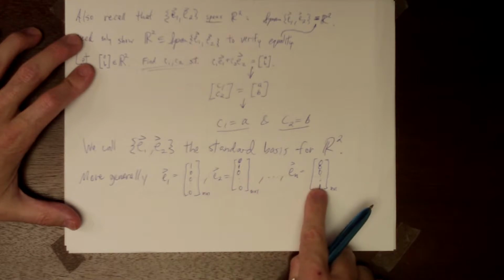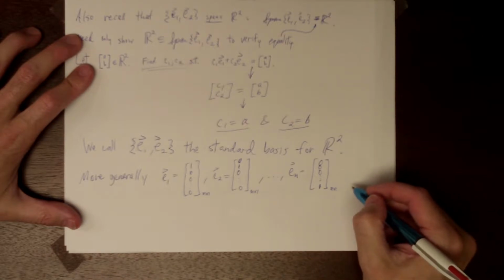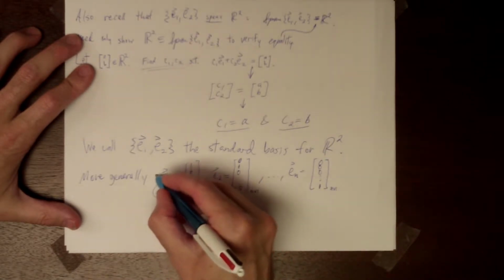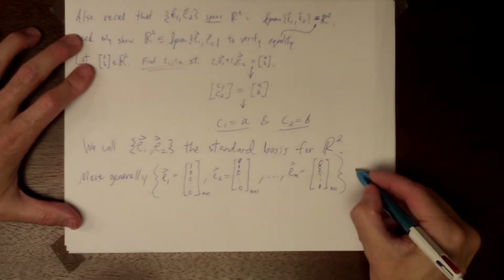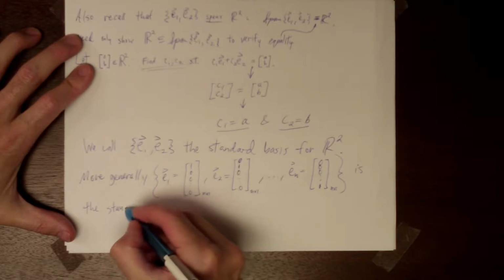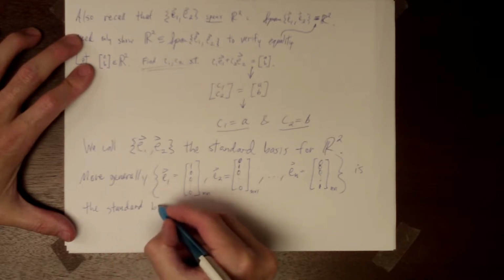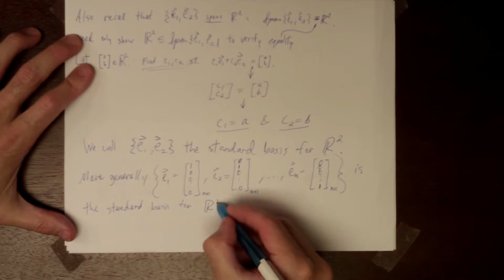This collection of n vectors is the standard basis for Rn. So put it between braces, make this a set of vectors. This set is the standard basis for Rn.